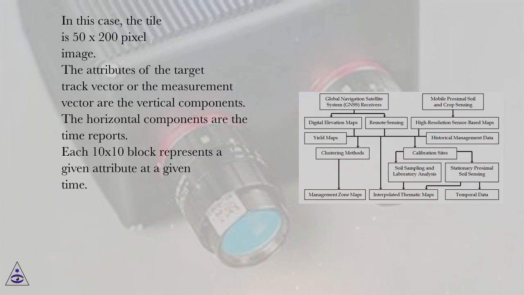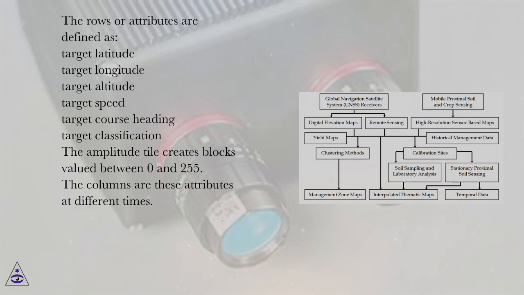In this case, the tile is a 50 by 200 pixel image. The attributes of the target track vector or the measurement vector are the vertical components. The horizontal components are the time reports. Each 10 by 10 block represents a given attribute at a given time. The rows or attributes are defined as target latitude, target longitude, target altitude, target speed, target course heading, target classification. The amplitude tile creates blocks valued between 0 and 255. The columns are these attributes at different times.